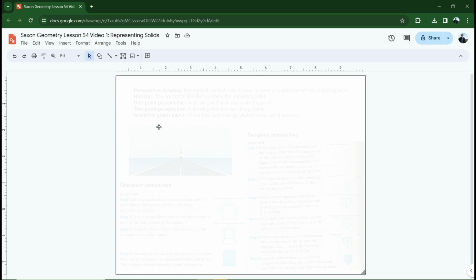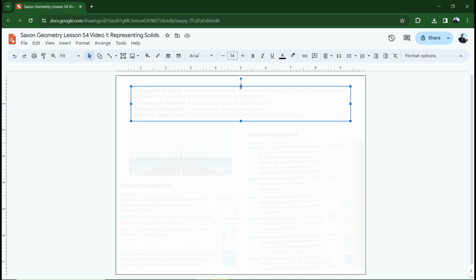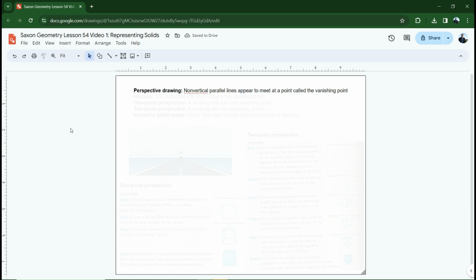So let's get started. First of all, we're going to talk about perspective drawing. When you draw non-vertical parallel lines, I just want you to imagine you're standing on the ground, in a classroom, looking toward the front. The vertical parallel lines will be things going up and down, like the walls. Posters on the walls, the door on the wall would have vertical lines. Anything on the floor is going to have non-vertical lines. So the floor of the room, the ceiling of the room.